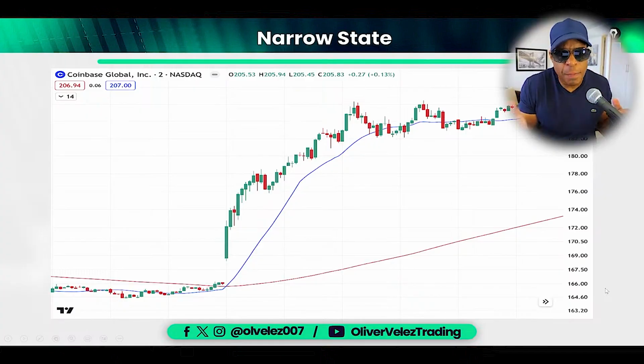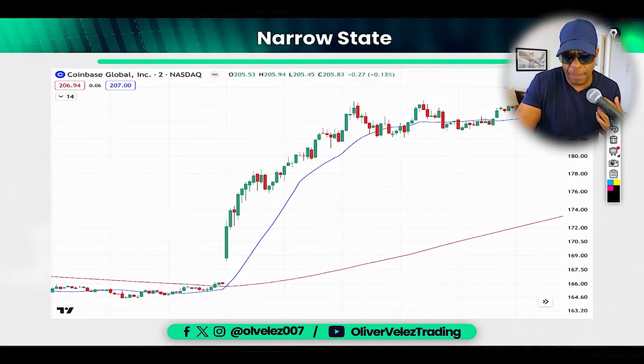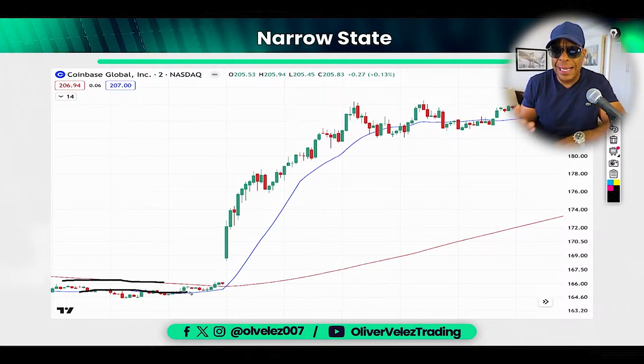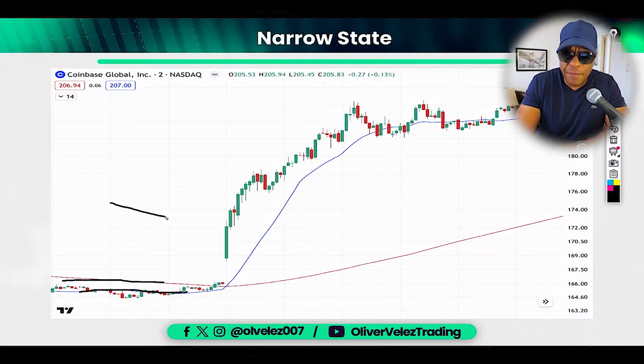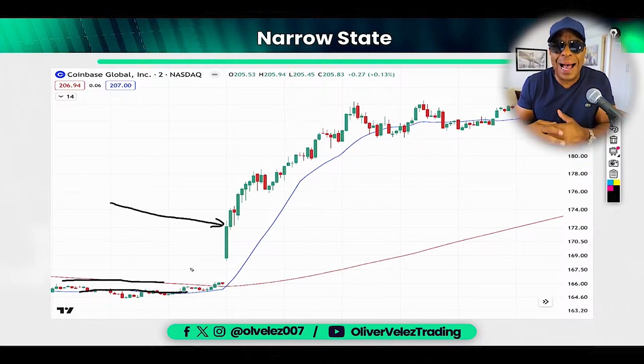Now, guys, look at the beauty of this narrow state to the left. Are you kidding me? I couldn't even draw the narrow state better than that. Look at how flat the 200 is. Look at how flattish the 20 is, and look at how relatively close they are. And this is the first bar of the morning. Boom! It's power out of a narrow state.